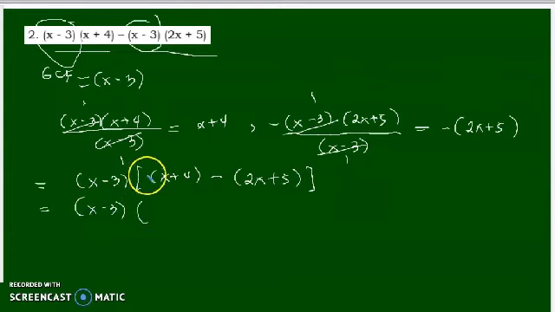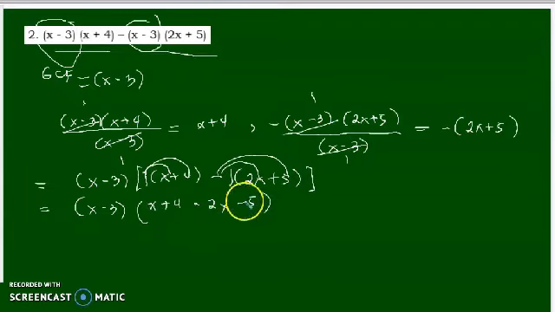Okay? So, by using the distributive property, since x plus 4 is a monomial, the numerical coefficient is 1. Then, distribute 1 to x plus 4. So 1 times x is x, 1 times 4 is positive 4. Same true with here. So negative 1 times 2x is negative 2x. Negative 1 times positive 5 is negative 5.